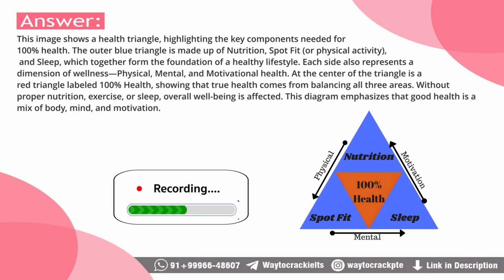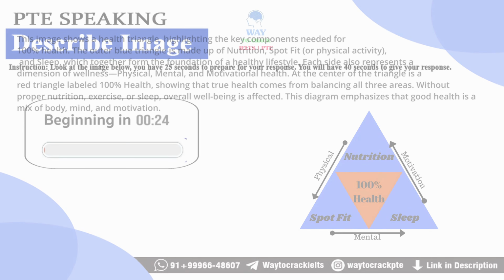At the center of the triangle is a red triangle labeled 100% health, showing that true health comes from balancing all three areas. Without proper nutrition, exercise, or sleep, overall well-being is affected. This diagram emphasizes that good health is a mix of body, mind, and motivation.